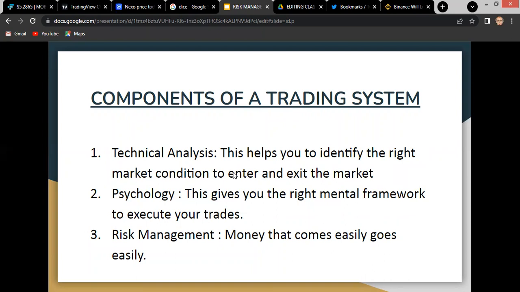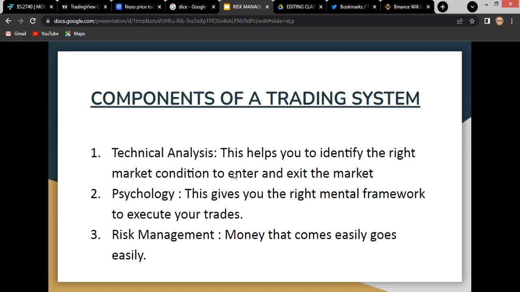You also need a thorough mastery of psychology. What psychology does is that it gives you the right mental framework to execute your trade, because no matter how good your analysis is, any slight thing can change the whole setup. Anything can just mess your whole mentality up. No matter how good your analysis is, if you're not well balanced psychologically, it's going to wreak havoc on your trading. So you need a sound psychology. You need your psychology to be in its prime state.